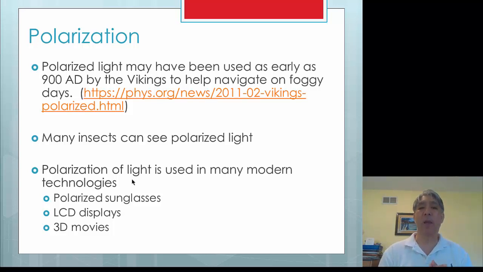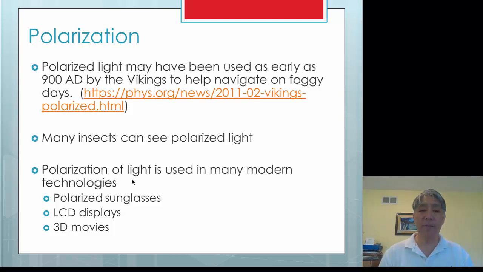Many insects, however, can see polarized light, and it helps them orient themselves when they can't see the sun or need to be able to see through fog and stuff like that. Currently, we use light polarization in many modern technologies. Primarily, the one you're probably most familiar with is polarized sunglasses. They're also used in 3D movies, if you've ever gone to see a 3D movie, not the red and blue glass type, and in LCD displays, like the screen you're probably looking at right now.